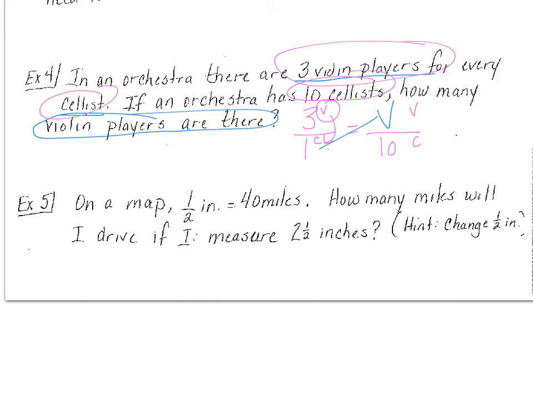How do we solve it? We cross multiply. 1 times V is equal to 30. Isn't 1v the same as v? What property is it that says 1v is the same as v? You're right, it's the identity. So that means v equals 30, and there are 30 violin players.